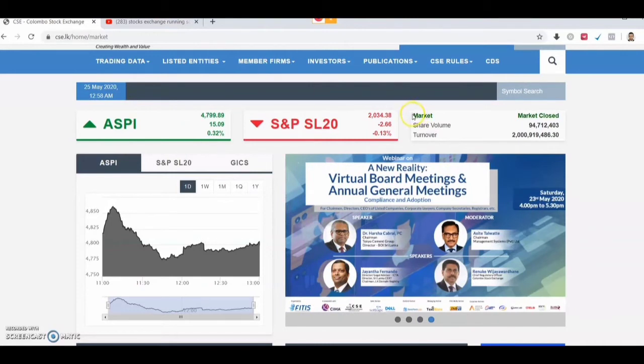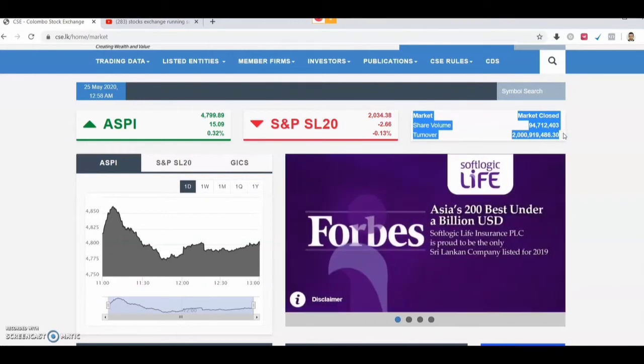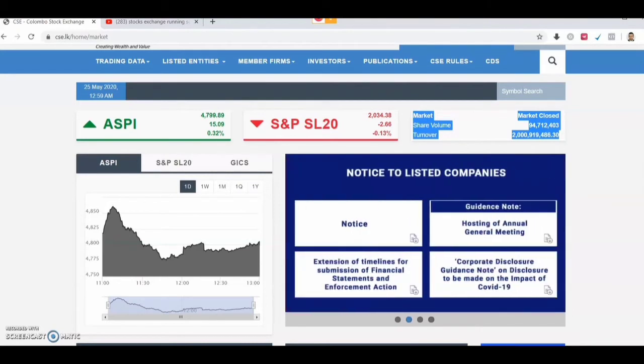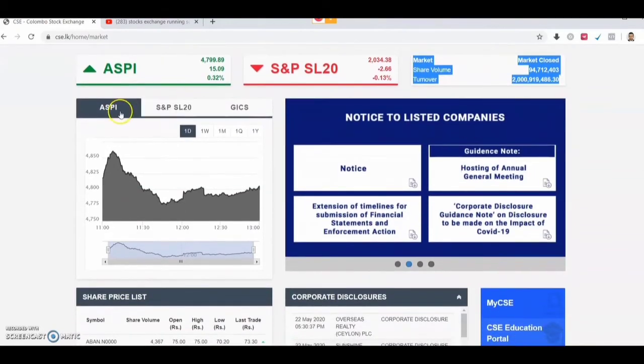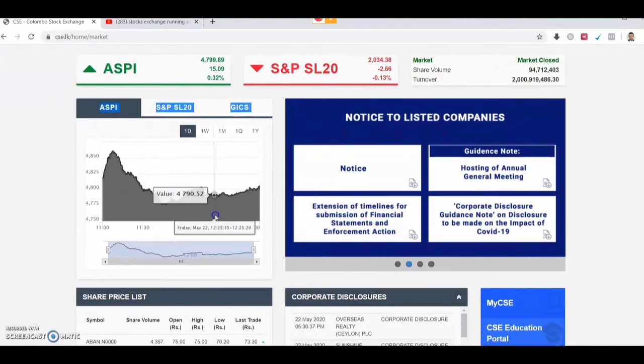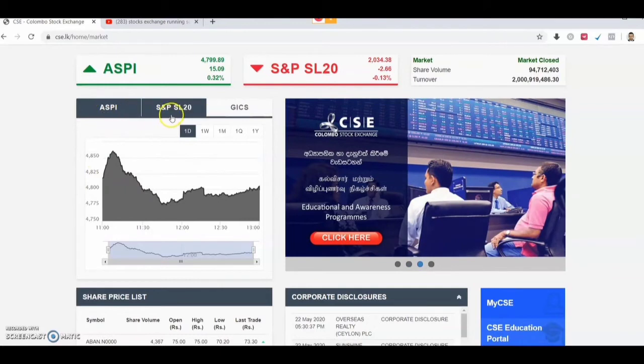And this area is the market summary. This is basically the share volume and turnover traded on that particular trading date, say the last trading date. This area is price movement, and you can see ASPI, S&P SL20, and GICS.